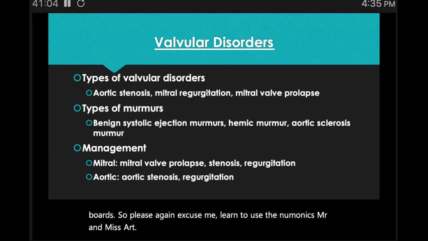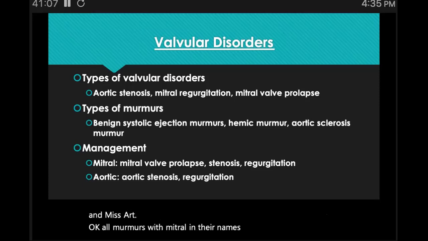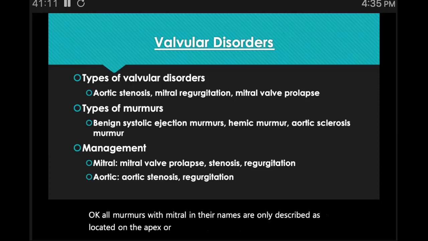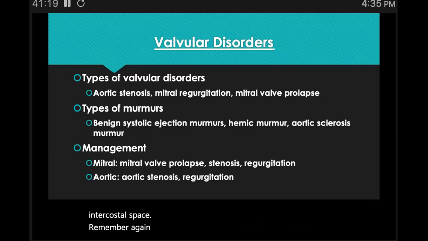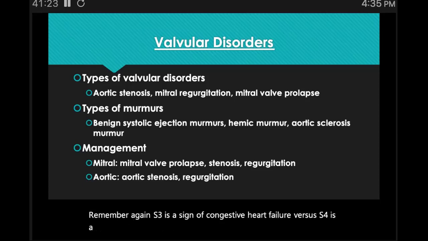All murmurs with mitral in their names are only described as located on the apex or the apical area of the heart, or on the fifth intercostal space. Remember again, S3 is a sign of congestive heart failure versus S4 is a sign of left ventricular heart failure.